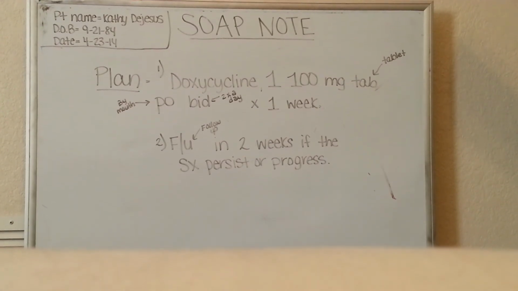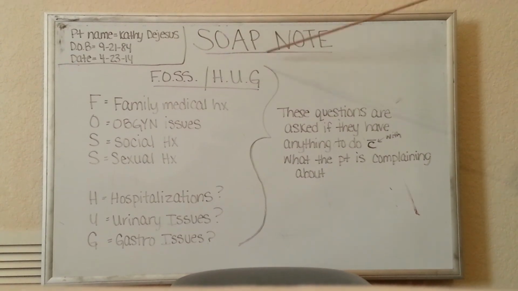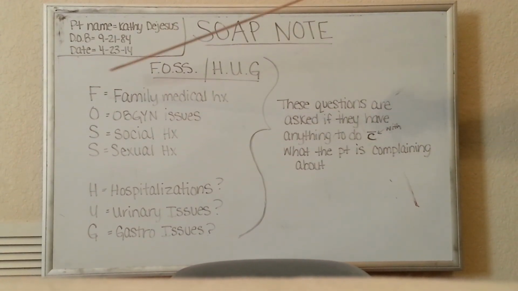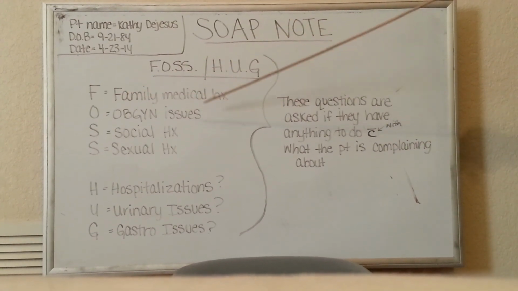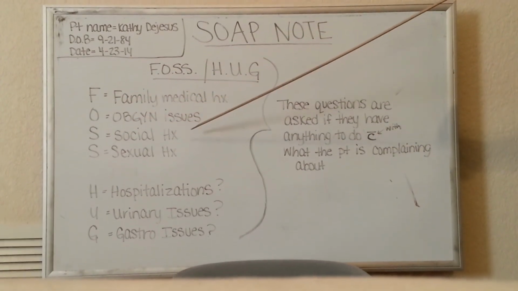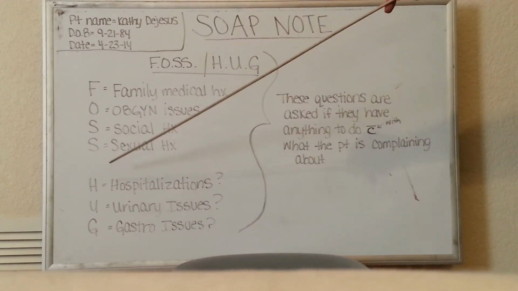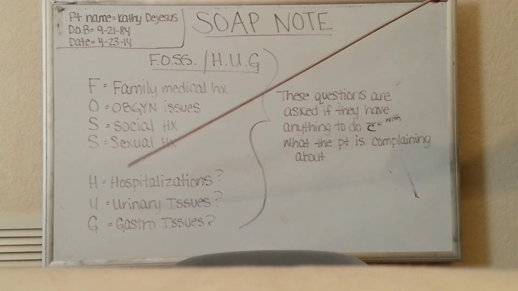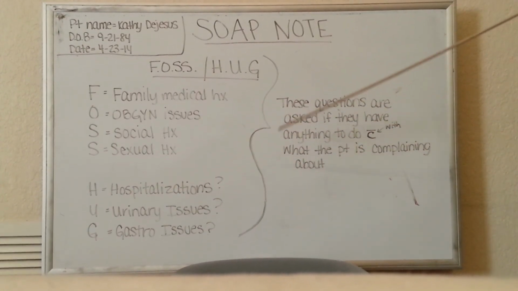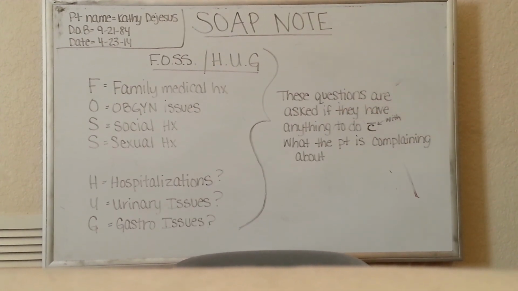This is called FOSS and HUG. FOSS: F, family medical history. O, OBGYN issues. S, social history. S, sexual history. HUG: H, hospitalizations. U, urinary issues. G, gastro issues. These questions are asked if they have anything to do with what the patient is complaining about.